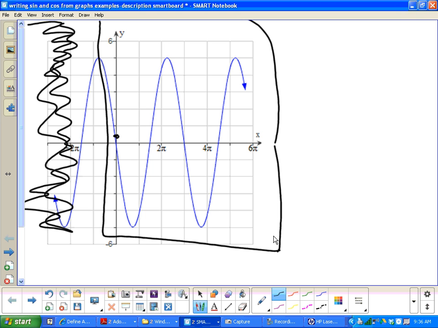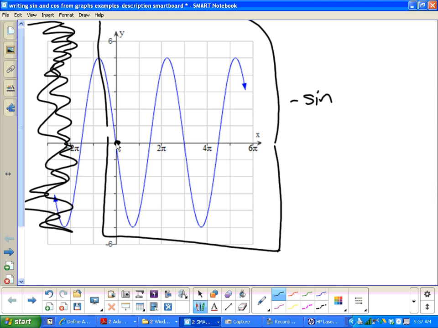Now, the period is where it makes a complete cycle, right? A complete cycle means it has to hit the middle, the high, and the low, and go back to where it starts. All right. Let's start at the origin. Now, what kind of graph would start at the origin and go down? What kind of sine? A negative sine, okay? So we know it's going to be a negative sine graph.